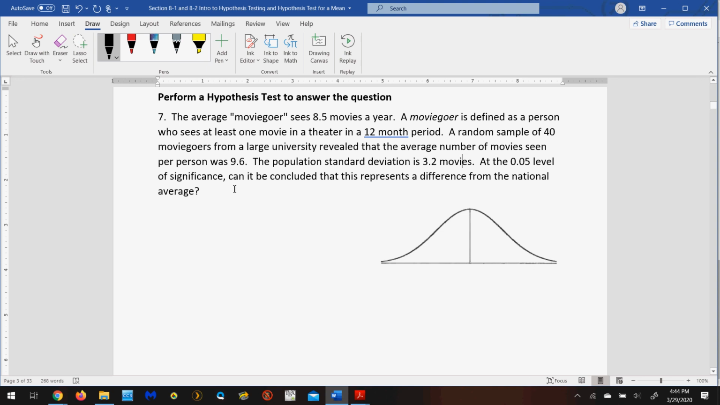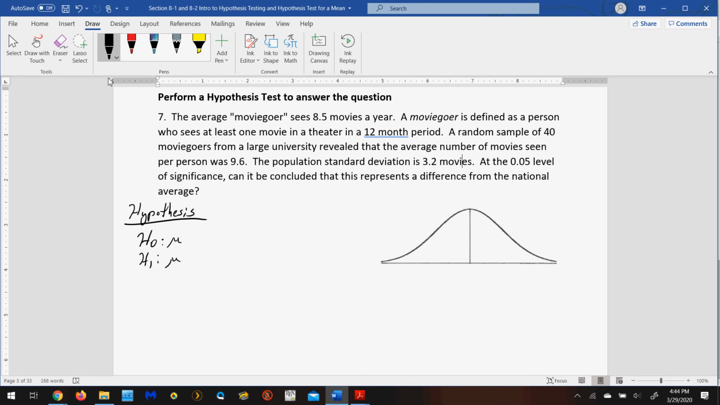So the first thing I need to do is identify the hypotheses. And I will label that out, which is going to be H sub 0, null, H sub 1, alternate. Now I need to read and figure out, what am I actually testing? What's the claim that's being made here? Well, they're saying that the average moviegoer sees 8.5 movies a year. Then it gives information about the sample. Mu talks about a population.